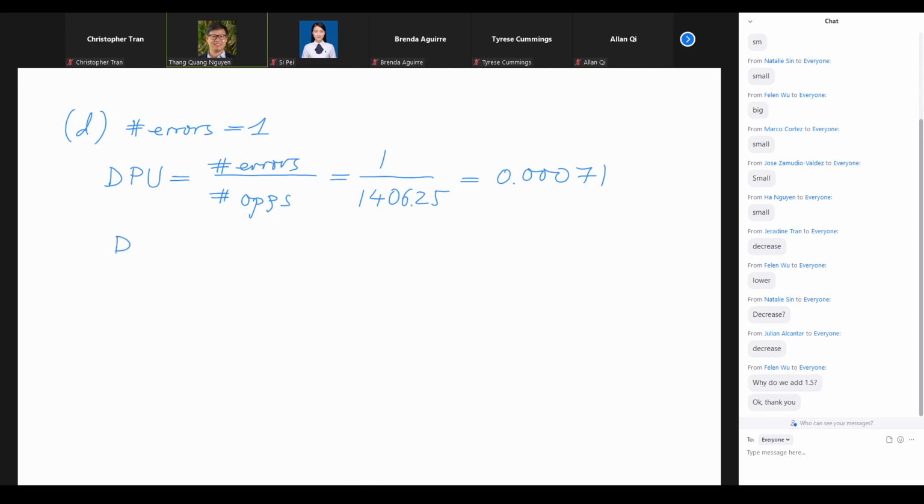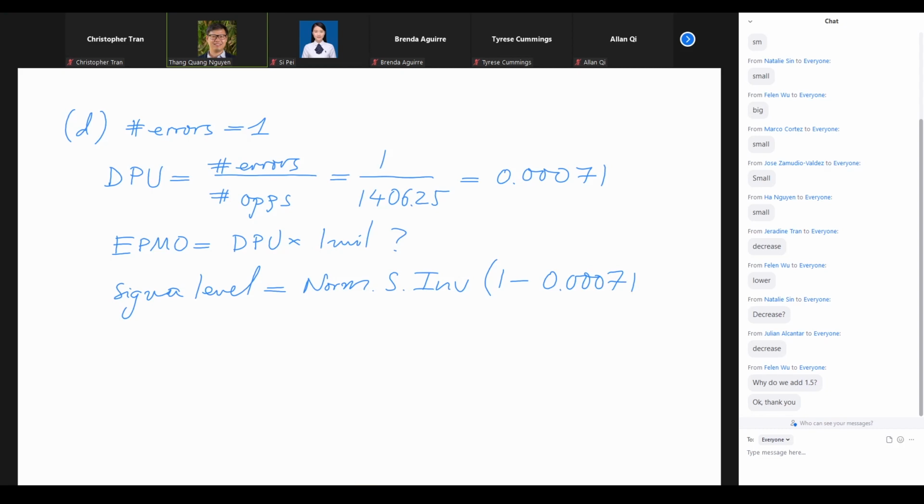By the way, along the way, I also asked you to calculate the EPMO of this DPU. Then I believe you can do that by yourself. It's just that calculation. We are more interested in the sigma level here. The sigma level is going to be NORM.S.INV, the same equation as before, but we put in 1 minus the new DPU, right? And we add 1.5 at the end.